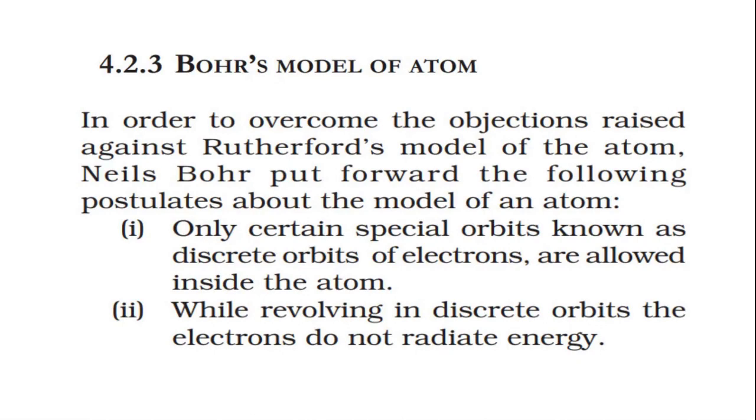Very good. So that means in the atom there are special orbits known as discrete orbits. In these special orbits which are allowed inside the atom, the electrons are present. While revolving in these discrete orbits, the electrons do not radiate energy. So they do not lose energy, and they do not fall into the nucleus. They can continue to revolve around the nucleus. That is what was proposed by Bohr.